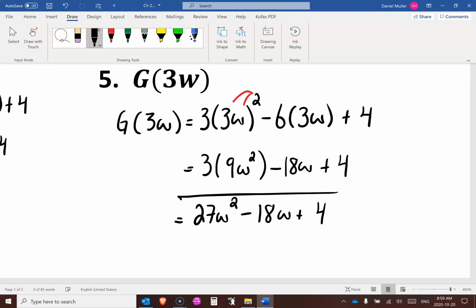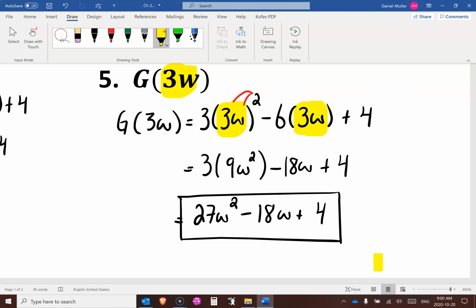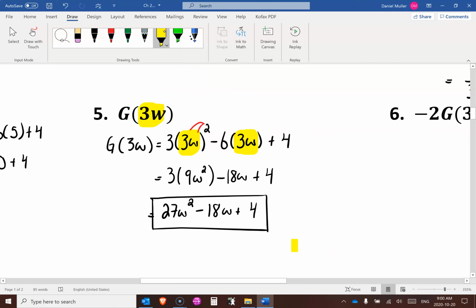So I like this one because it's a little bit stranger. But the idea is the same. It tells us that this is the input. So I'm going to put the input in the two spots and then go from there. Okay.